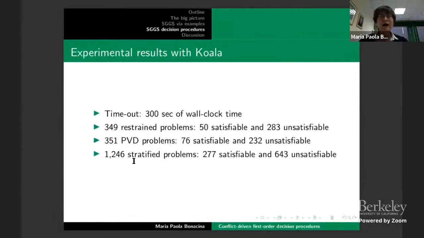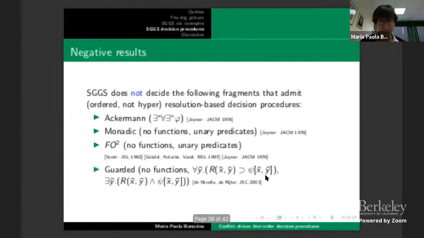In the experiments, out of 349 restrained problems that we discovered, Koala determined that 50 are satisfiable and 283 unsatisfiable. We also applied it to the PVD problems. There were 351 PVD problems in the fourth category of TPTP. Koala found 232 unsatisfiable and 76 satisfiable. And furthermore, in that class, there are 1,246 stratified problems, out of which Koala found 277 satisfiable and 643 unsatisfiable.